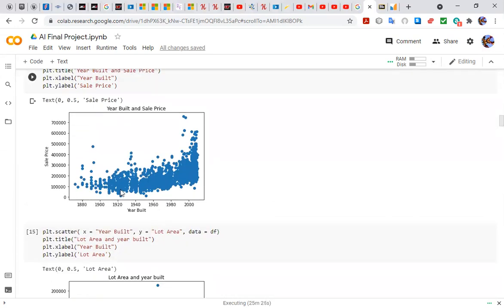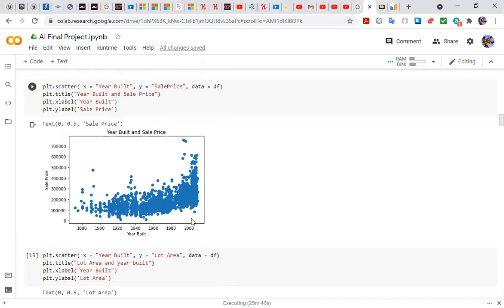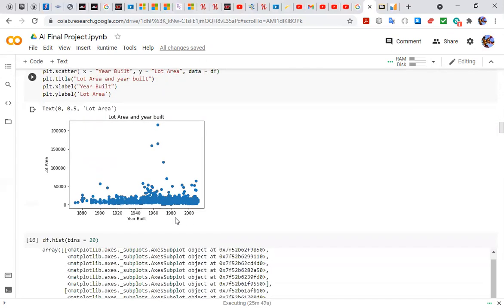And then I have the year built and the sale price. Again, that has an analysis of the size of the homes that were built and the year that they were built and how much they went for, to show that through time, from the 1800s and beyond, the houses are getting bigger and more expensive. As you can see here, the lot area is also increasing for some homes.